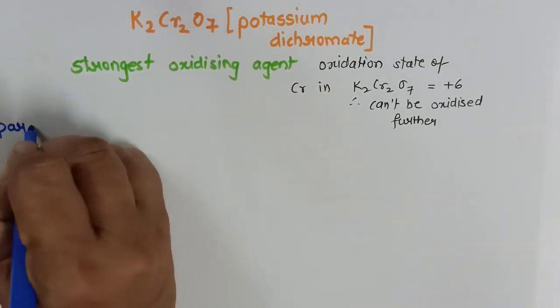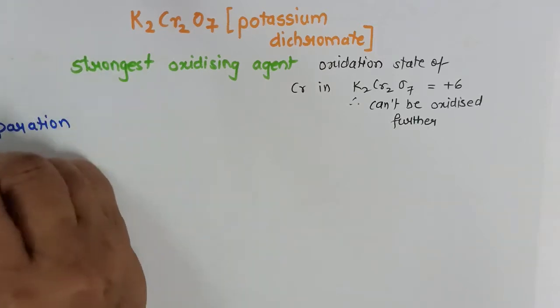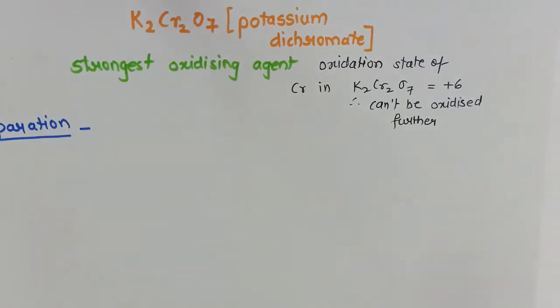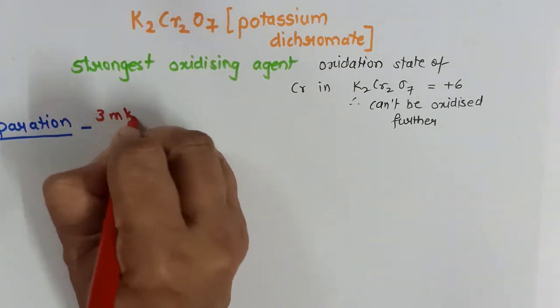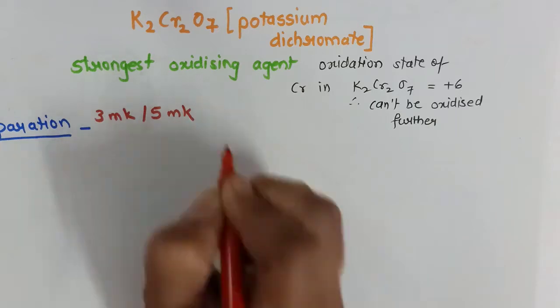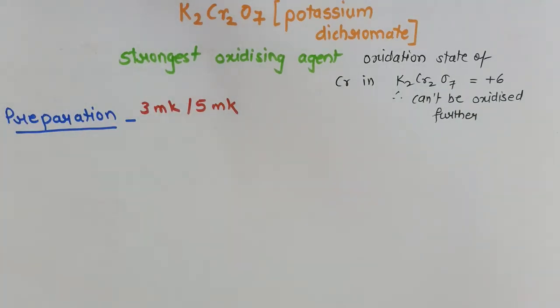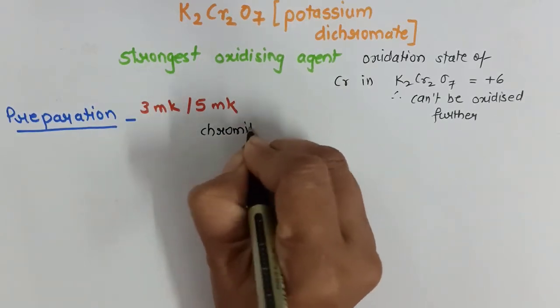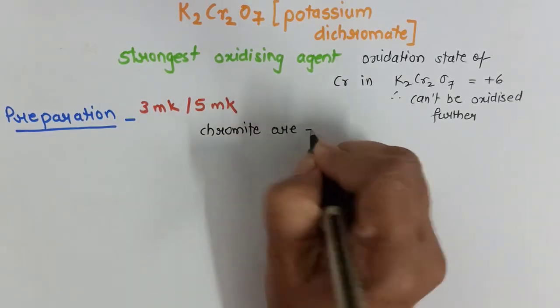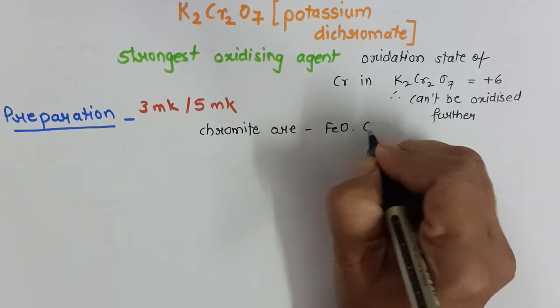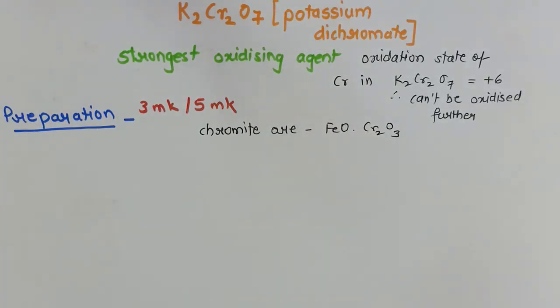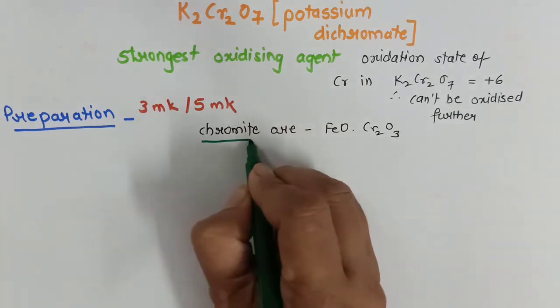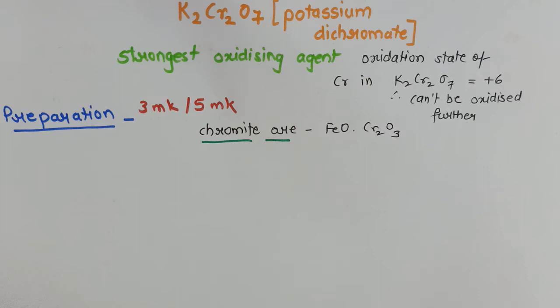Preparation of potassium dichromate occurs in 3 steps. Based on the preparation method, a good question can be asked for either 3 marks or 5 marks in your board exams. Potassium dichromate is basically prepared from chromite ore. Its formula is FeO·Cr2O3.